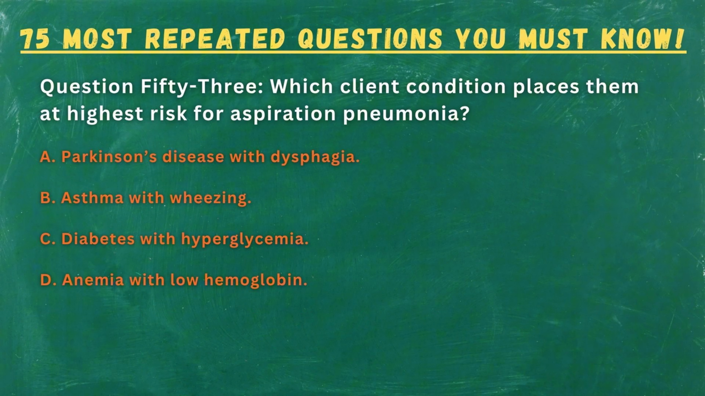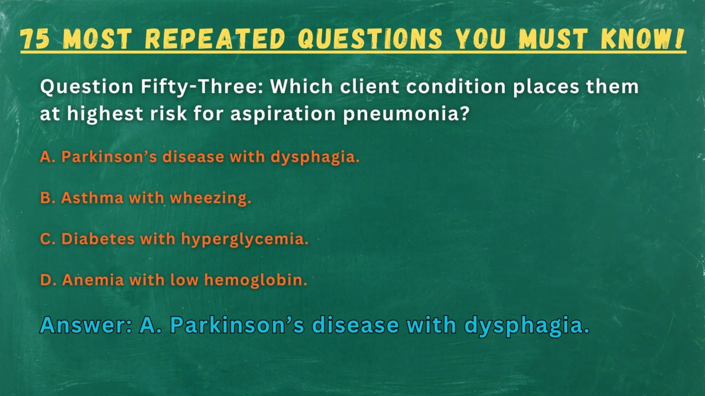Question 53. Which client condition places them at highest risk for aspiration pneumonia? A. Parkinson's disease with dysphagia. B. Asthma with wheezing. C. Diabetes with hyperglycemia. D. Anemia with low hemoglobin. Answer, A. Parkinson's disease with dysphagia.